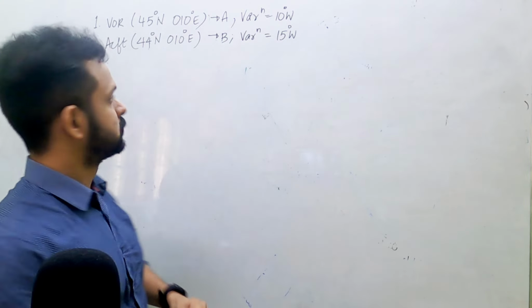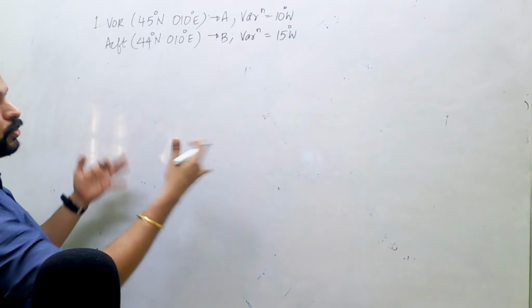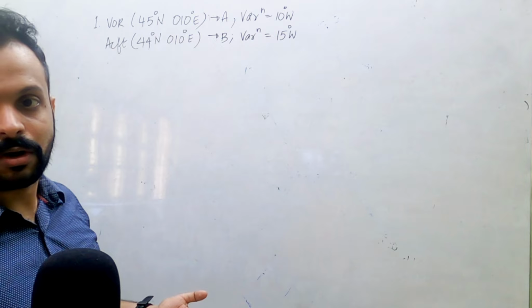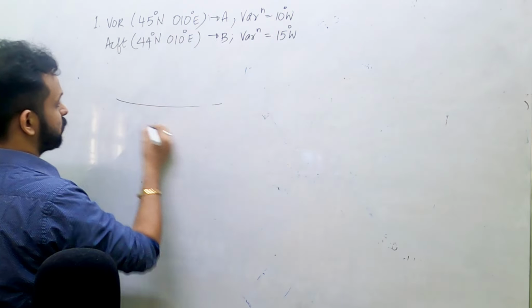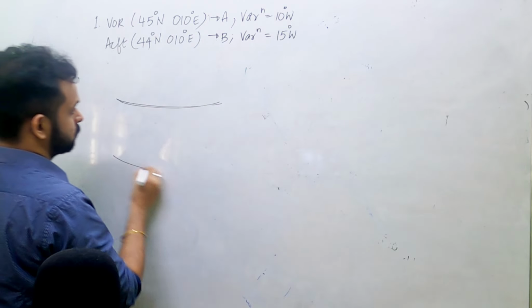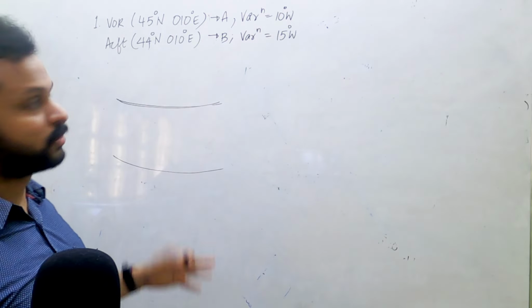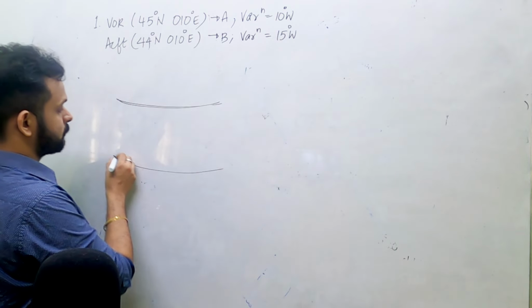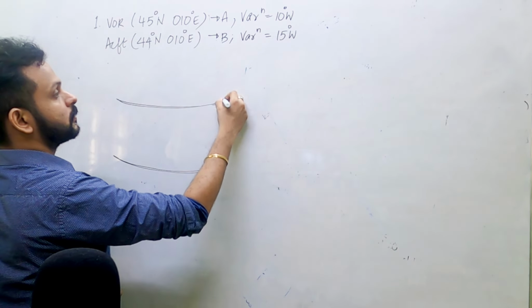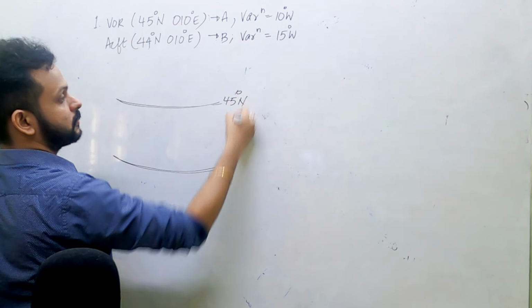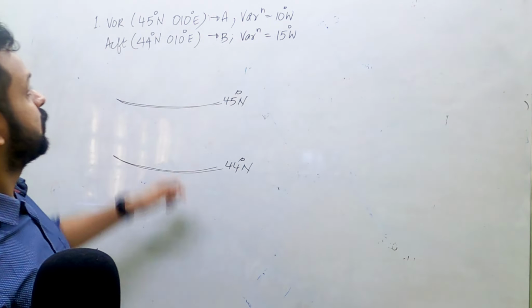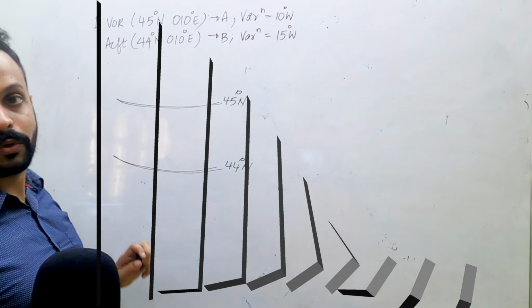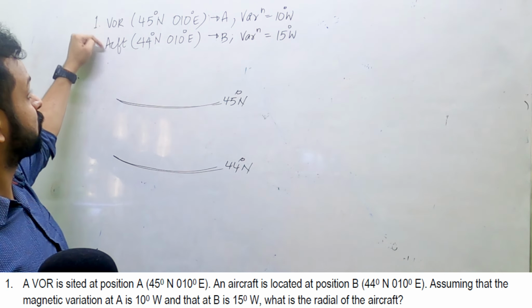So, let's draw this. Now, you know the basic structure, so we have seen all this in general now. So I'll just draw lines here. We have two different latitudes. Which one should I mark, 44 and which is 45? The north one is definitely 45 degrees and the south one is 44 degrees, right? No confusions here? Perfect.